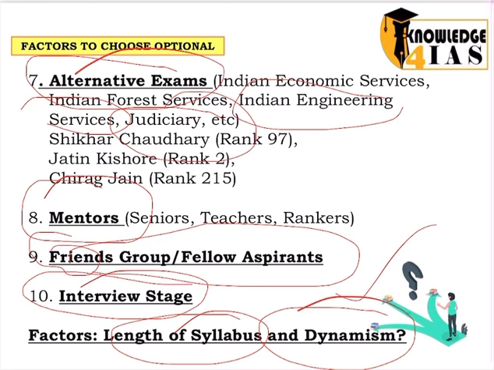So since leaving current affairs or not going through current affairs is not at all an option, why do we take that factor while selecting the optional paper? Now, the length of the syllabus is also a frivolous factor.